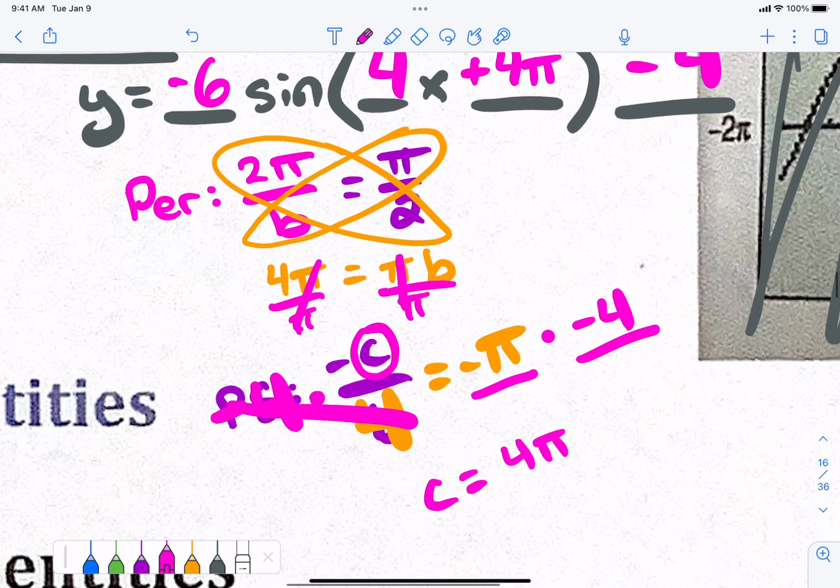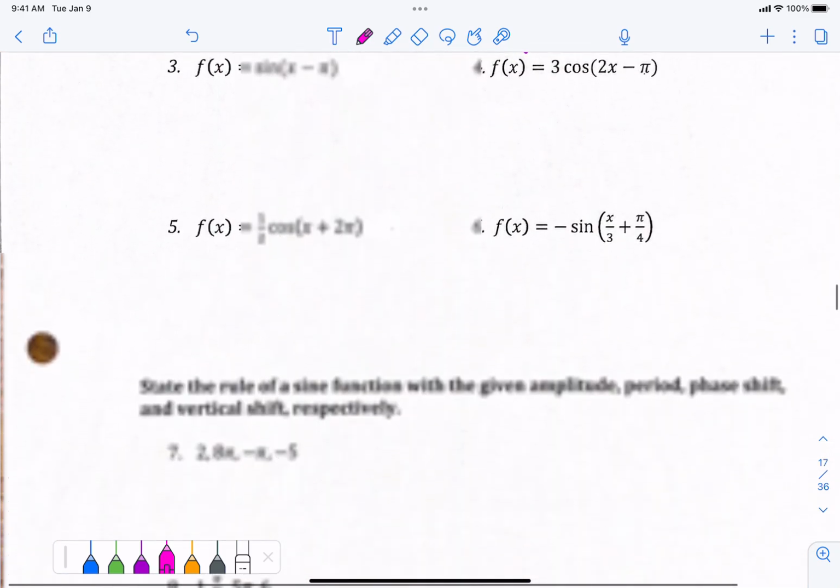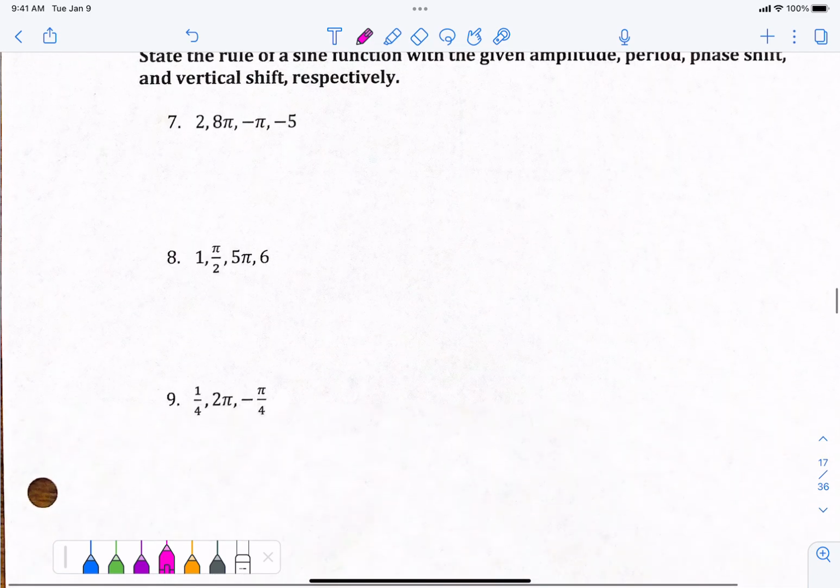Okay? So, working backwards is a little bit harder, like you have to really just sit and think for period and phase shift. But you're setting that equation, negative c over b, equal to what you want the phase shift to be. Or 2 pi over b, equal to what you want the period to be. Got it? And you're working backwards to plug them back in. That's going to be like the bottom part of your homework assignment. Like these guys here, 7, 8, and 9.